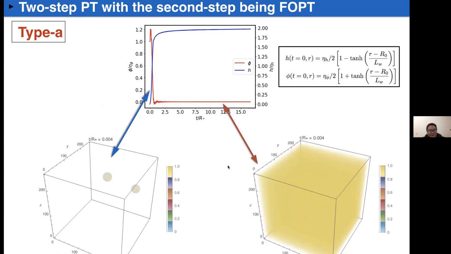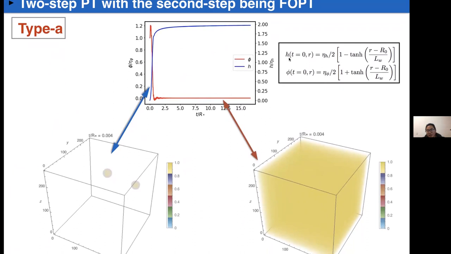Here we consider the profile of both the H and the phi. This is the profile of H. This is the profile of phi as the initial condition, a bubble profile calculated through the bounce solution of the action at a finite temperature. During simulation, we can find that the H approaches the broken phase and the phi approaches the symmetry distortion phase, the distortion of the Z2 symmetry.